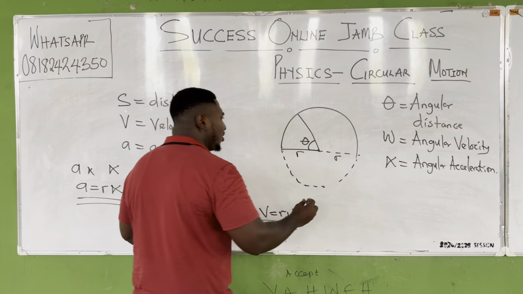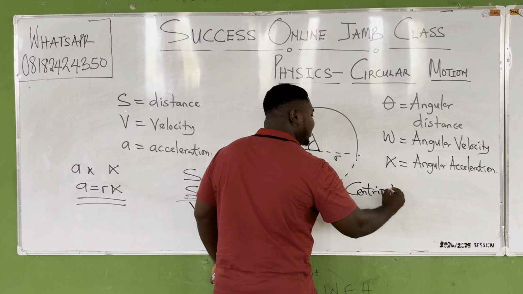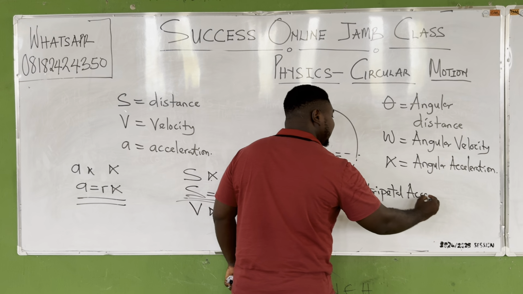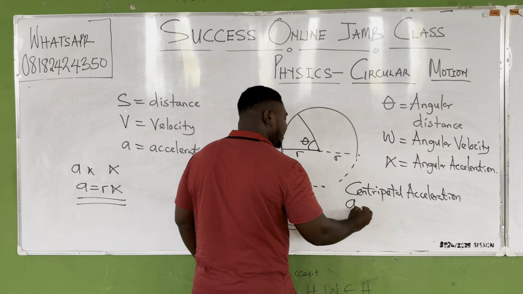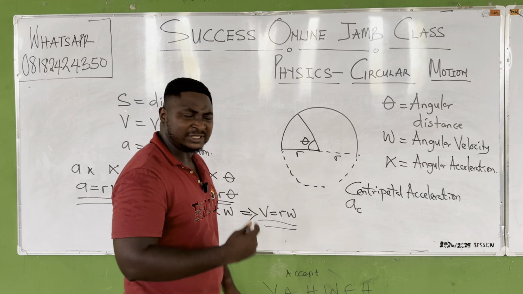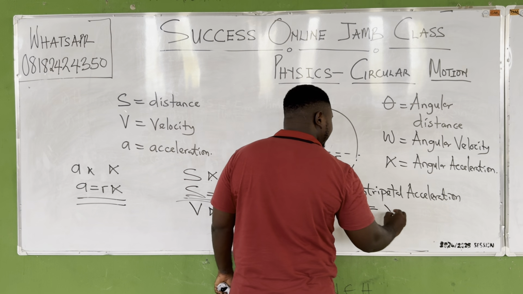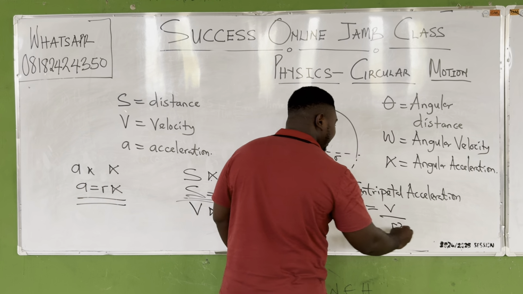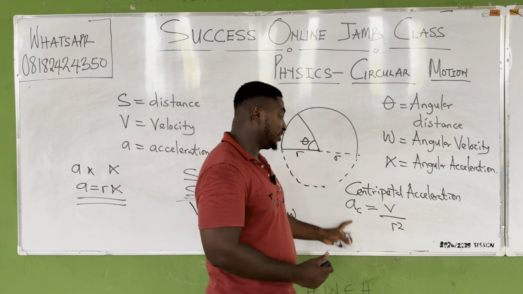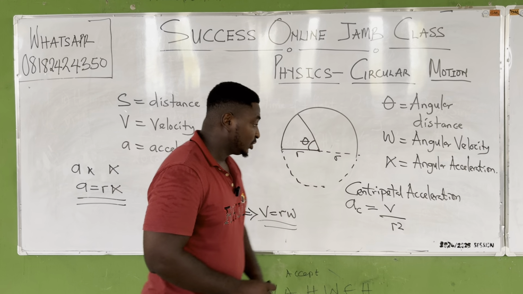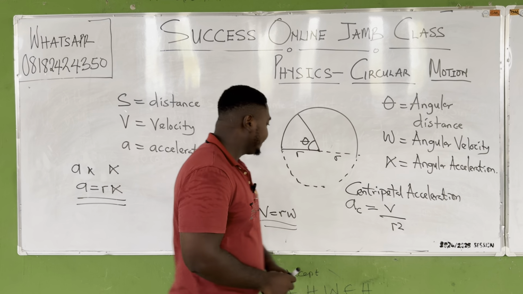But there's another formula called the centripetal acceleration. A very popular formula in your JAMB 2026 exam. Centripetal acceleration, we use a subscript c. Another name for centripetal acceleration is radial acceleration. It is the linear velocity v all over the radius. Very important: the centripetal acceleration is v all over r.